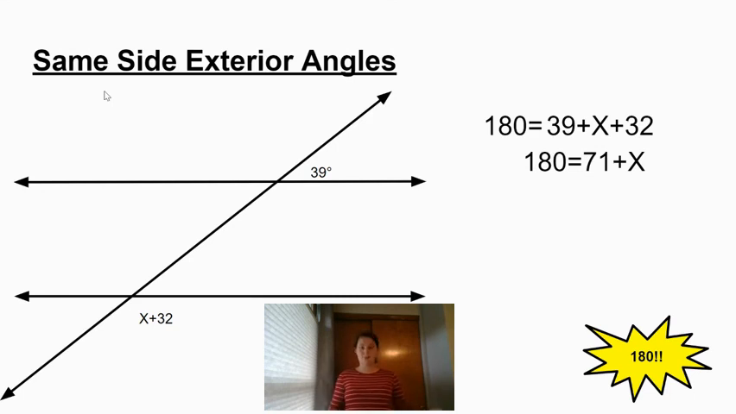So x is by itself. It kind of looks like the last problem, right? We have x by itself, one whole number. Now, how do I solve this? What's my first step into solving this? Subtract 71 from both sides. And 180 minus 71 is 109 degrees equals x.